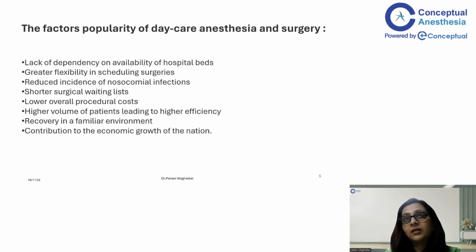In a day the patient is getting admitted, and then there will be a lot of waiting, and there will be a lesser number of patients as compared to daycare. Because of the daycare level, we can have more and more patients, because they will be in and out faster. Recovery in a familiar environment.